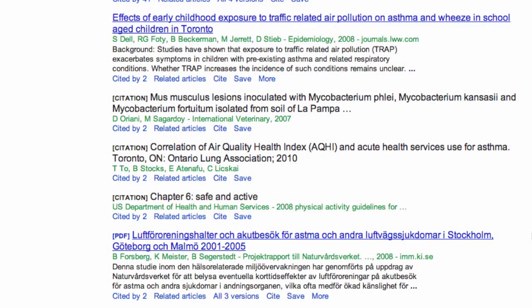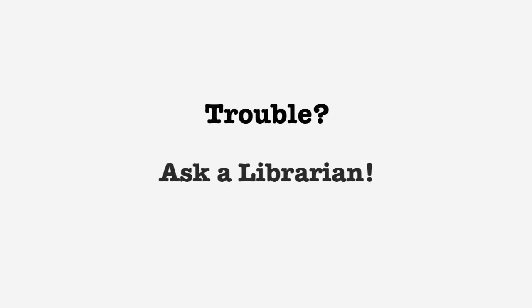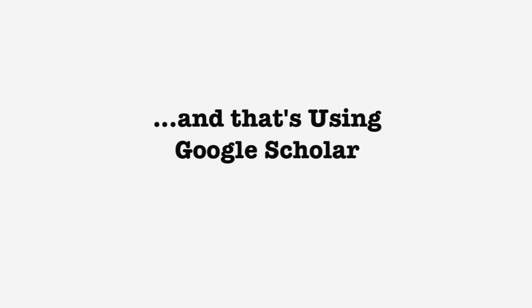Sometimes you will come across an item where the title is not a link and it shows the word citation in brackets. This means that Google Scholar found this article citation listed in a bibliography but was unable to find online access to the article itself. If you are interested in this article, use the provided information to check if access is available through the library. If you have trouble using Google Scholar or finding materials, just ask a librarian, and that's using Google Scholar.